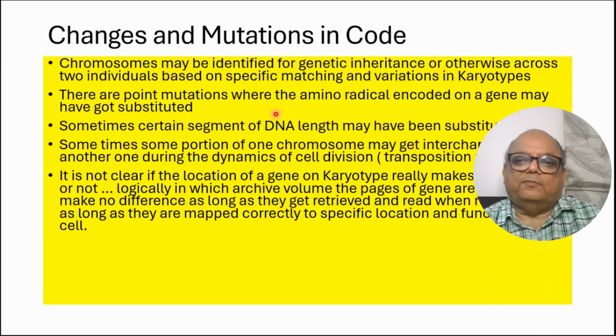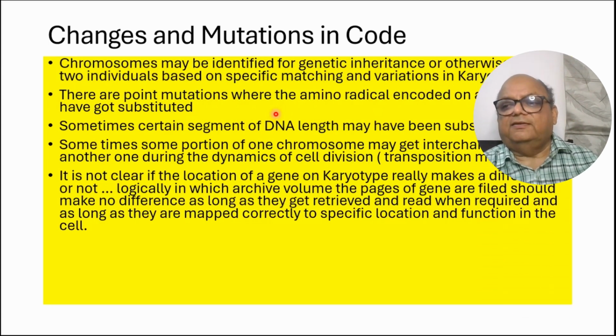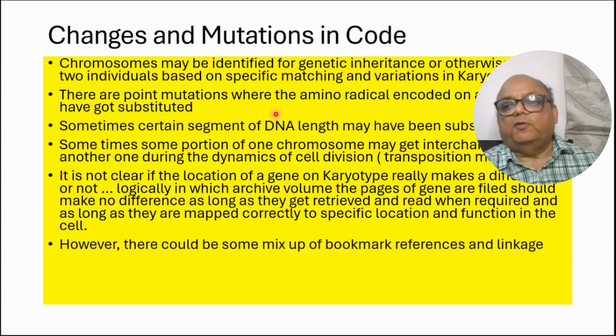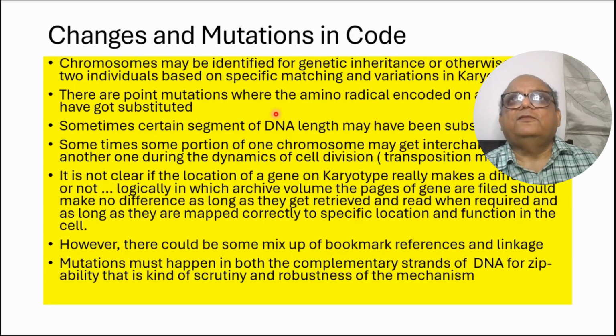However, there could be some mix up of bookmark references and linkages. That's what I said. If there is a mix up of references and map, then there is a problem. So mutations must happen in both the complementary strands of DNA. If you have a substitution in the main strand, the complementary strand also has to have the matching mutation. Otherwise, zipping will fail to happen. The re-zipping will not happen. So that's another kind of foolproofing check.